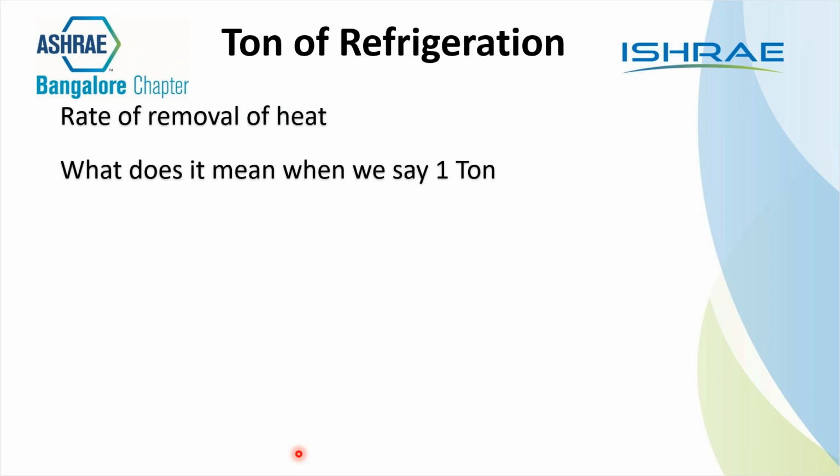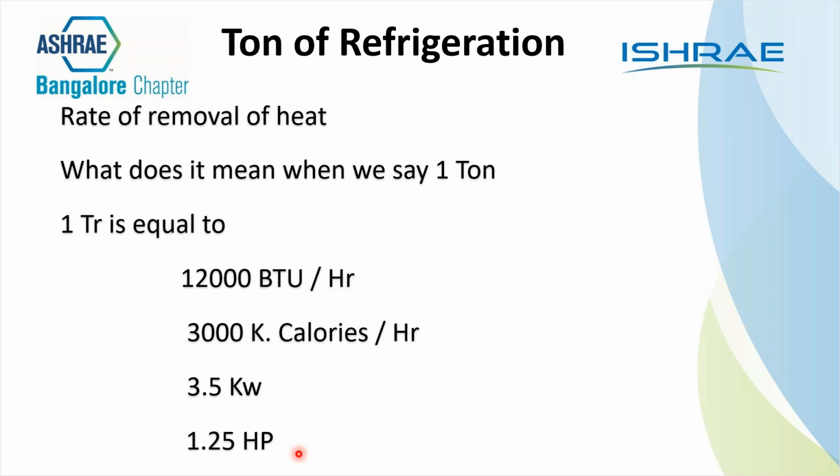So what does it mean when we say 1 ton? It means that 1 ton is equal to 12,000 BTU of heat per hour, 3,000 kilocalories per hour, 3.5 kilowatts, or 1.25 HP. When we say 12,000 BTU of heat, that means if you have a room, an enclosed space, with 12,000 BTU of heat in it, and you have to remove that heat in 1 hour, then you will need a 1 ton refrigeration air conditioning system. Or in other words, if you have 3,000 kilocalories of heat to remove in 1 hour, you will need a 1 ton air conditioning system. That is what it means.